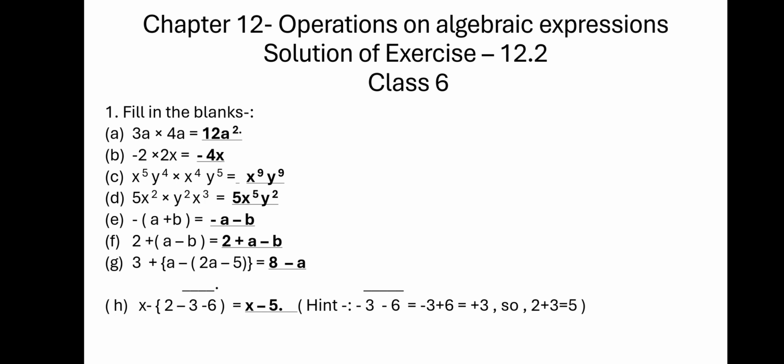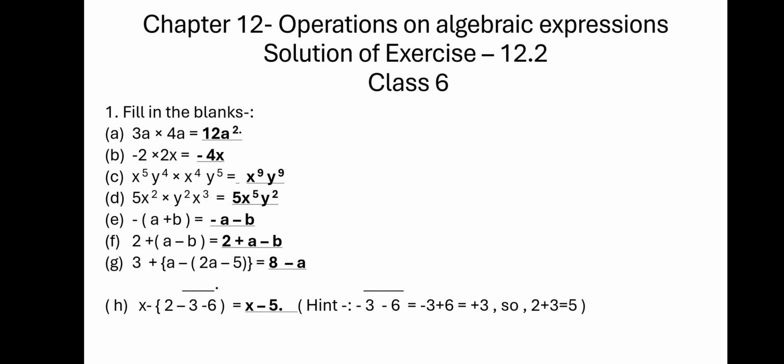Now x raised to 5 times x raised to 4, that is 5 plus 4, that is x raised to 9. And y raised to 4 and y raised to 5 also gives you y raised to 9. So x raised to 9, y raised to 9 is the answer. D question. 5x square into y square x cube. Now x square and x raised to 3, that is 2 plus 3, that is x raised to 5. So 5x raised to 5 and y square is the answer.